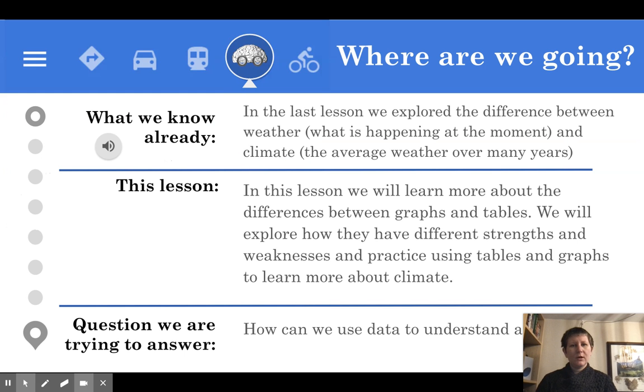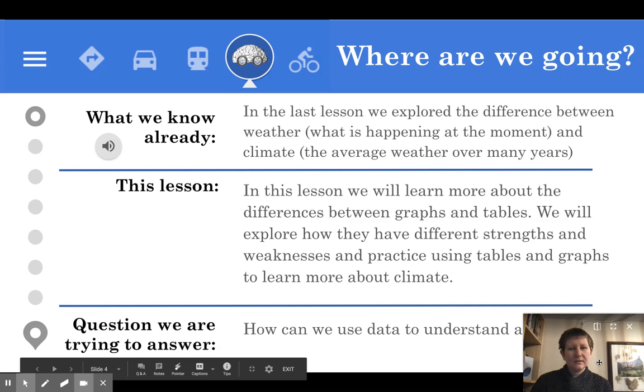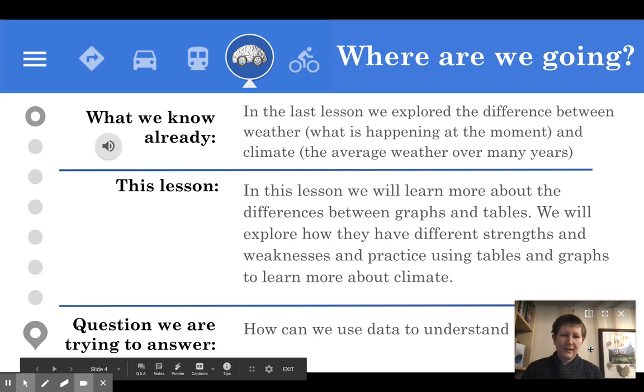So what do we already know? In the last lesson, we explored that difference between weather, what's happening kind of right now, and climate, the average weather over many years. And in this lesson, we're going to learn more about the differences between graphs and tables. So last lesson, weather versus climate. This time, graph versus tables. Each have their place. They have different strengths and they have different weaknesses. We're going to practice using both to better understand climate. And so we're going to think about how can we use data to understand a climate.